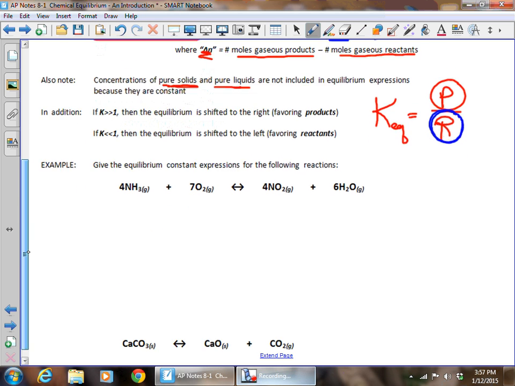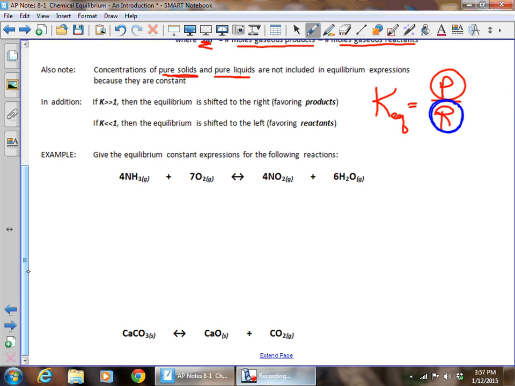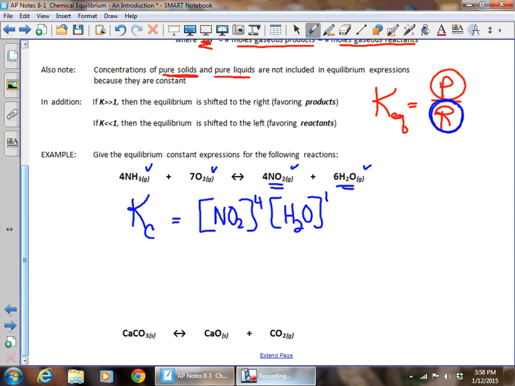So how do you get an equilibrium expression? Products over reactants, and I'm going to do Kc. So Kc is going to be the concentration of the products over the reactants. The first thing you want to do is make sure that you're not dealing with any pure liquids or pure solids, because if you are, you need to X them out. So Kc for this would be the concentration of NO2 raised to the 4th times the concentration of H2O raised to the 6th. And now we're going to divide it by the reactants. The concentration of NH3 raised to the 4th times the concentration of O2 raised to the 7th. So that's how we would get an equilibrium expression for that reaction.